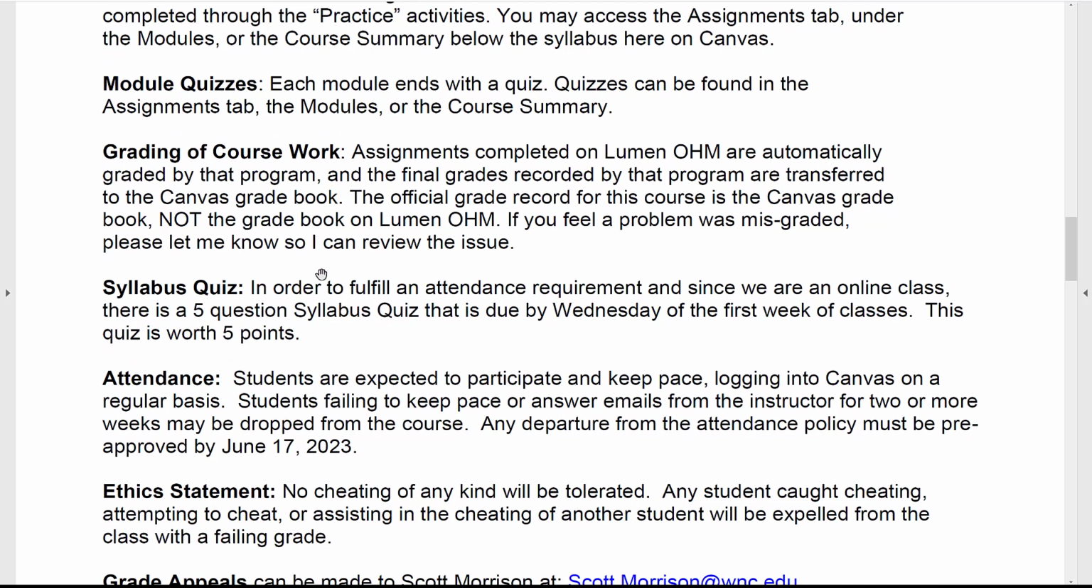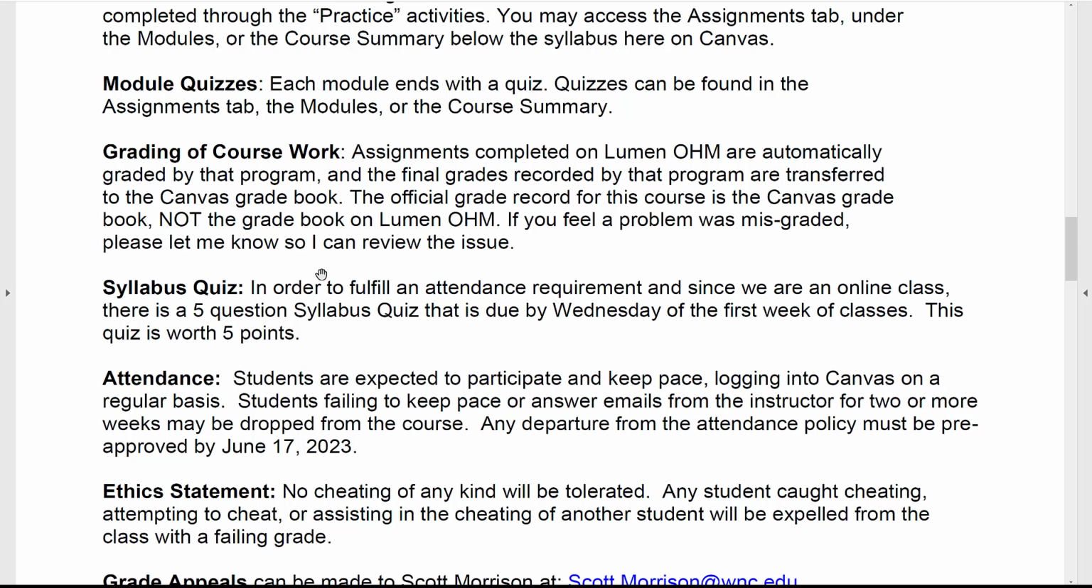Grading of coursework: the assignments completed in the Lumen OHM are automatically graded by that program, and the final grades recorded by that program are transferred to the Canvas gradebook. The official grade record for this course, however, is the Canvas grade, not the gradebook in Lumen OHM, because it doesn't weight things as I've weighted them. If you feel a problem was misgraded, please let me know so I can review the issue.